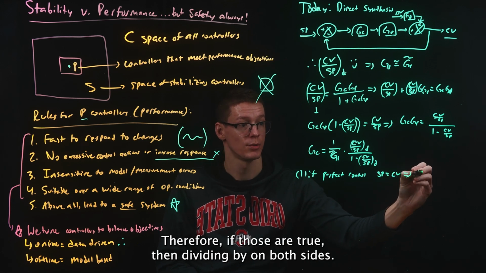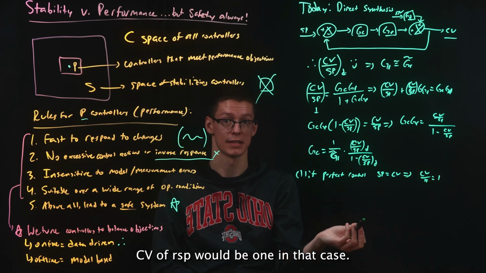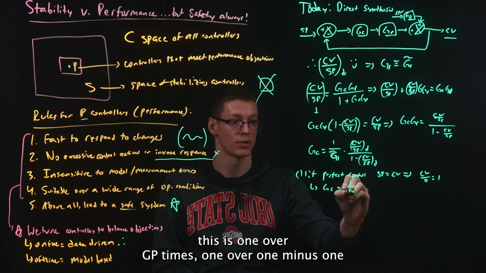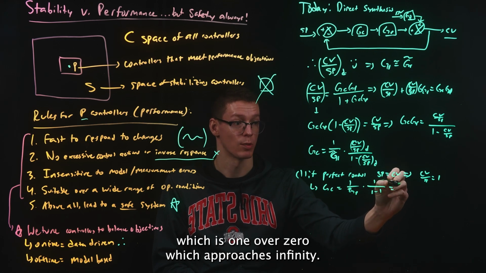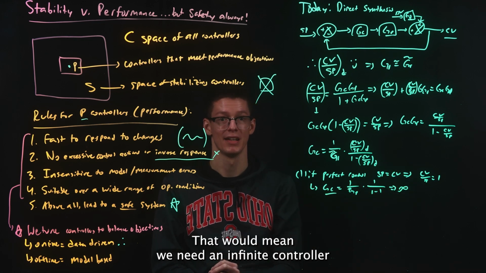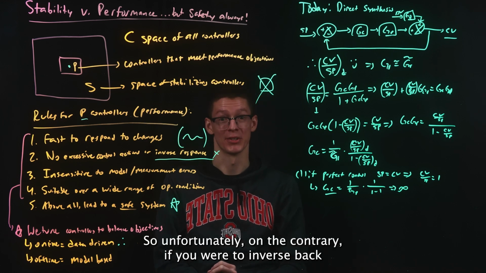Therefore, if those are true, then dividing by SP on both sides, CV over SP would be 1 in that case. But for that to be true, that would mean that this is 1 over GP times 1 over 1 minus 1, which is 1 over 0, which approaches infinity. That would mean we need an infinite controller. And that's not very realizable, unfortunately.